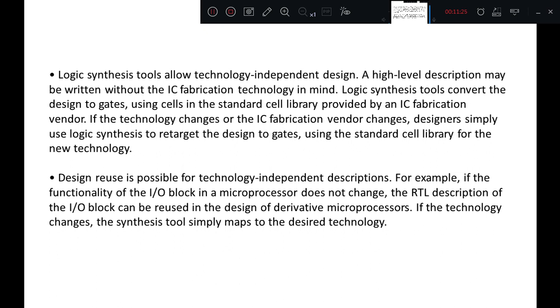Design reuse is possible for the technology independent descriptions. For example, if the functionality of the I/O block in a microprocessor does not change, the RTL description of the I/O block can be reused in the design of derivative microprocessors. If the technology changes, the synthesis tool simply maps to the desired technology.